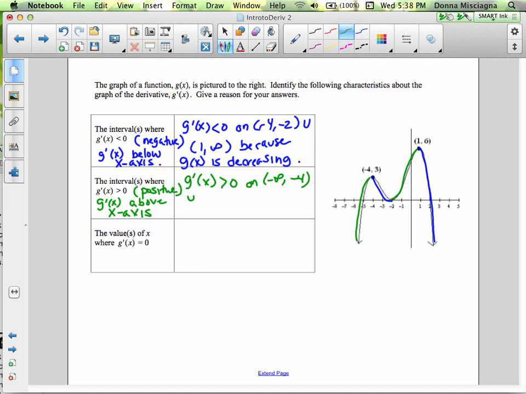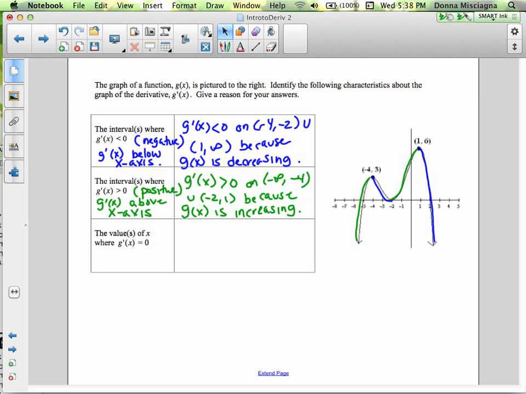-2 to 1, because g of x is increasing. Make sure you say g of x and not the function, right? Because g prime of x is a function too, right? And it's not necessarily positive where g prime of x is increasing. It's where g of x is increasing.